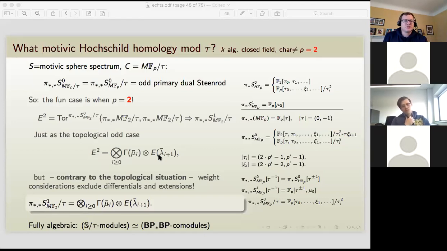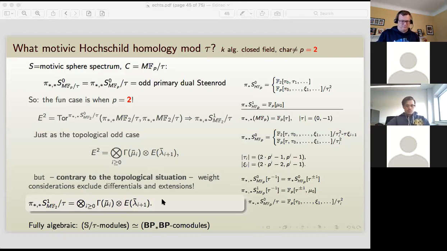And thank you for that comment. Just to be clear, that's like a derived equivalence. It's the derived category of BP star BP co-modules. Definitely. Yeah.